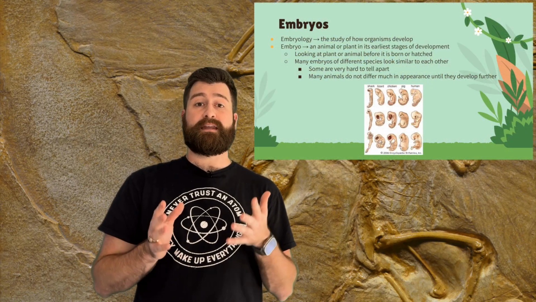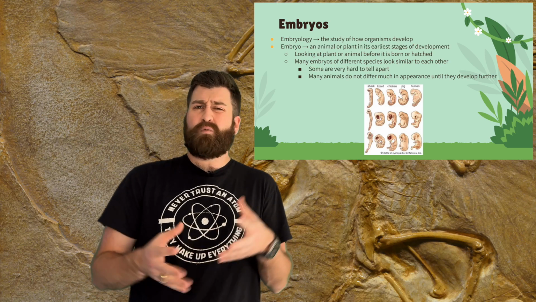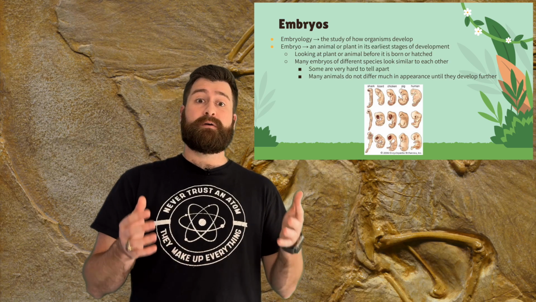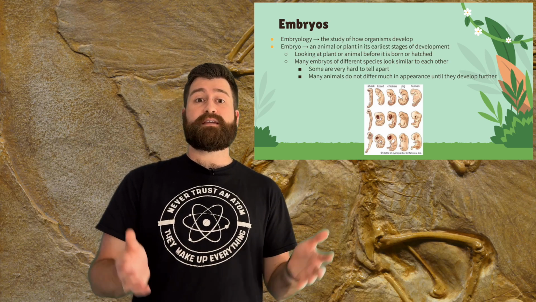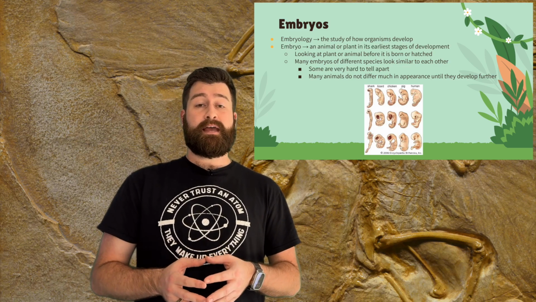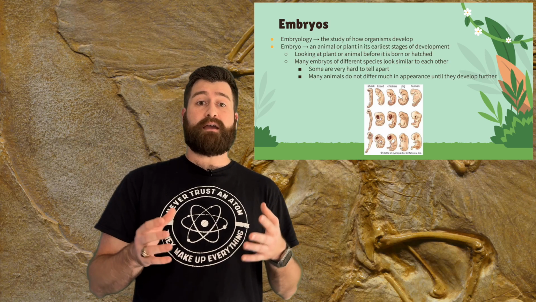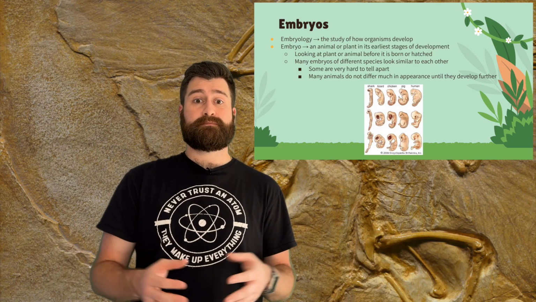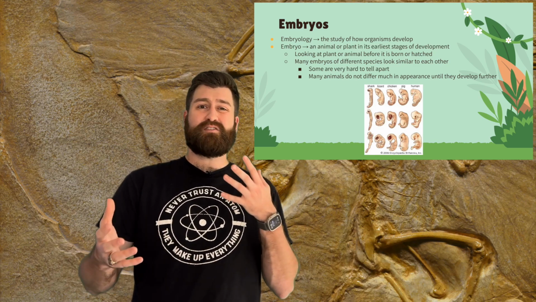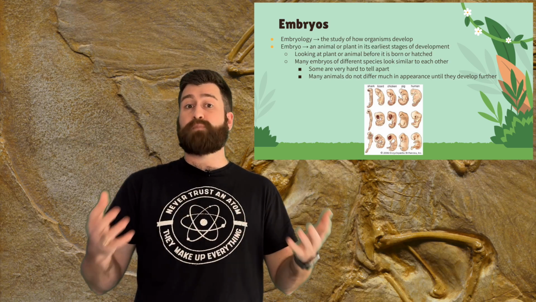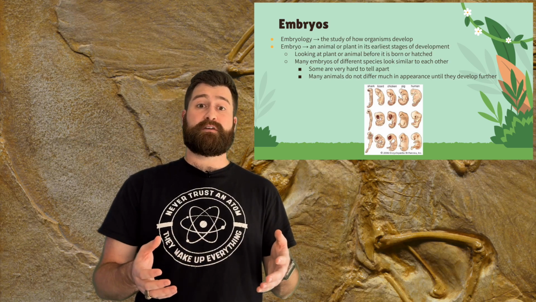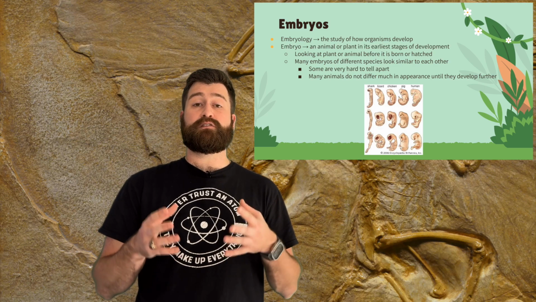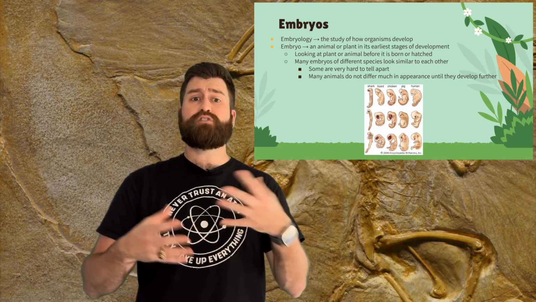Besides similar structures, though, embryos can also provide evidence of evolution. So what is an embryo? An embryo is an animal or plant in its earliest stages of development. And embryology is the study of how organisms develop, aka the study of embryos. Essentially, this is looking at a plant or an animal before it is born or hatched. In this stage of their development, embryos of different species look similar to one another, at least early on.